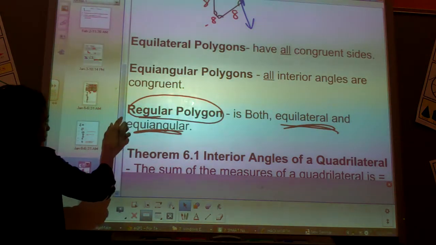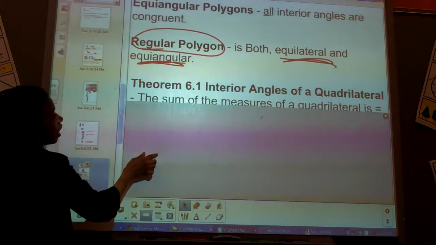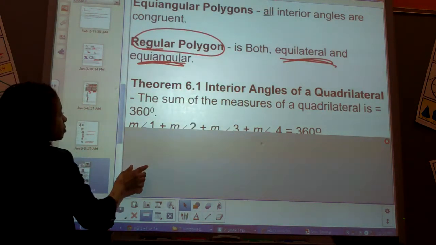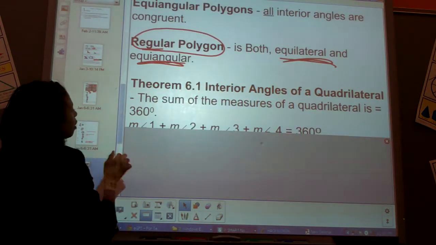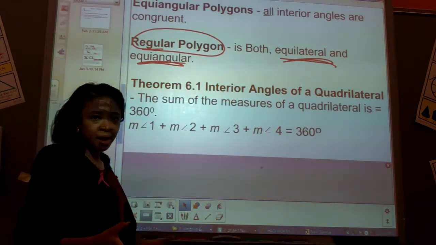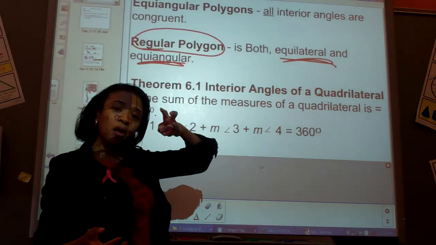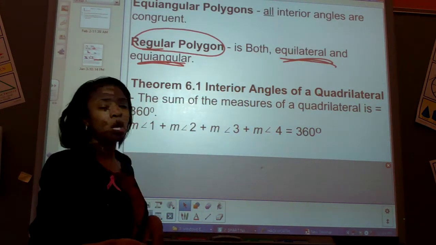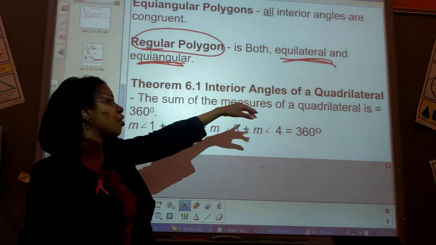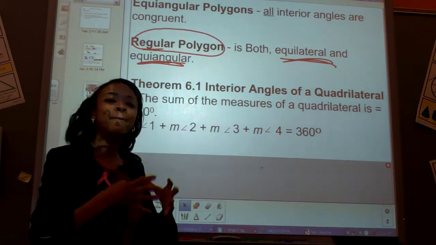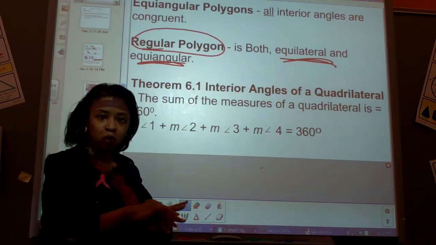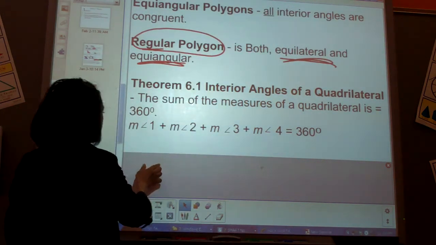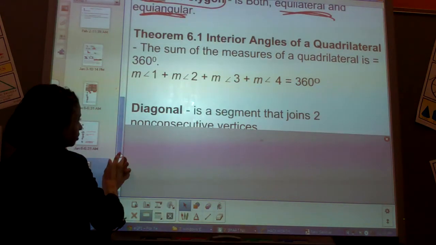Theorem 6.1. Interior angles of a quadrilateral. Remember, that's the 4-sided shape. Remember, for triangles, the interior three angles equal 180 degrees. Well, there's a special rule for quadrilaterals. And a special rule is the interior angles of a quadrilateral. That means that all interior angles on a quadrilateral must equal 360 degrees. Okay? Again.